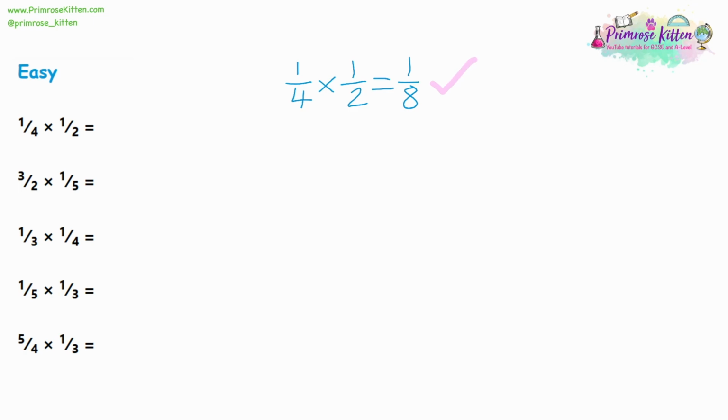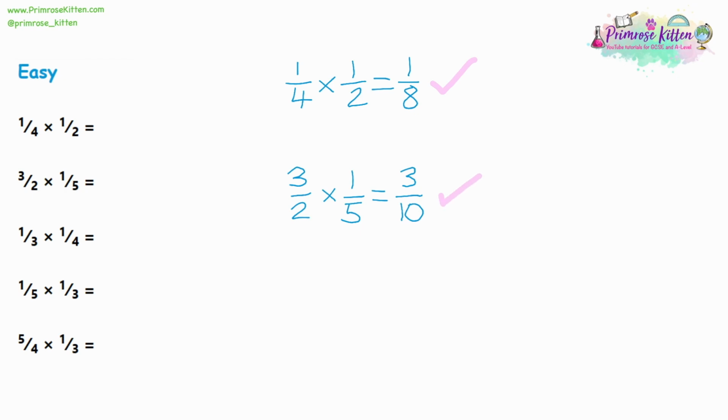I went through that quite quickly, so let's have a look at question 2 and explain it again. So we have 3/2 multiplied by 1/5. So we simply multiply the top numbers, the numerators. 3 times 1 is 3. And we multiply the bottom numbers, the denominators. 2 times 5 is 10. And again, we've got the correct answer straight away.